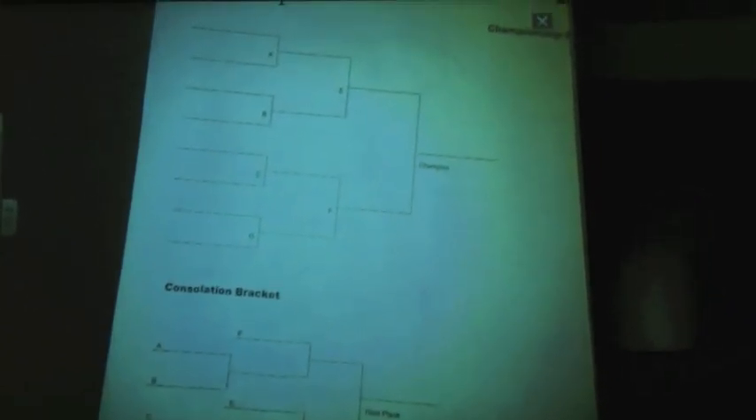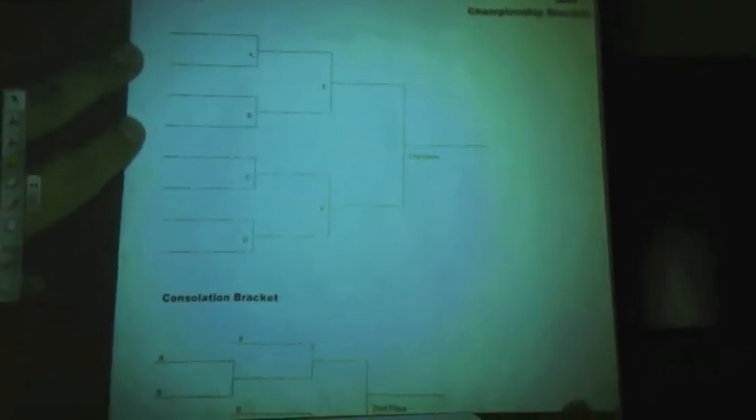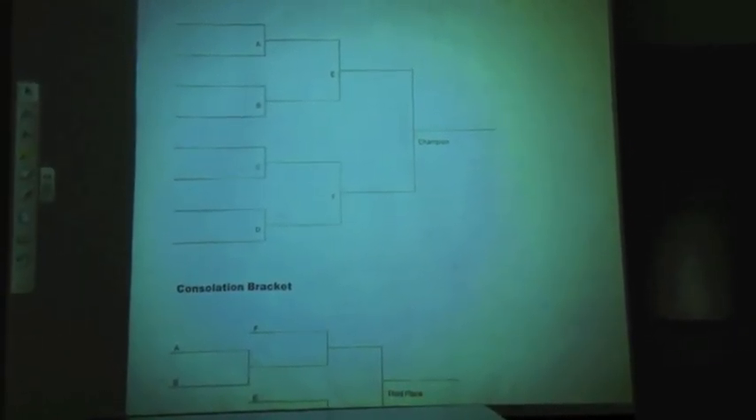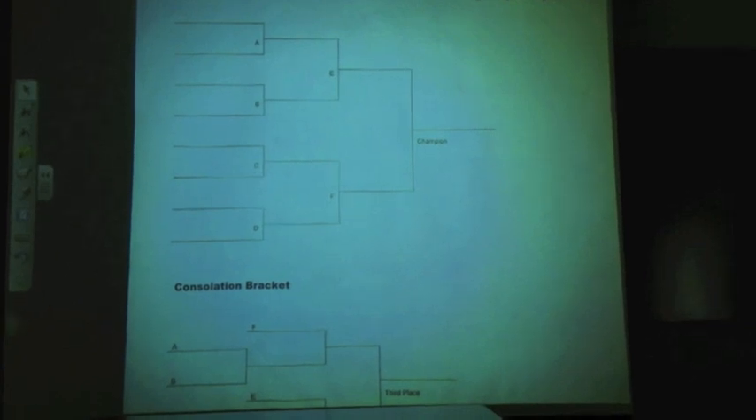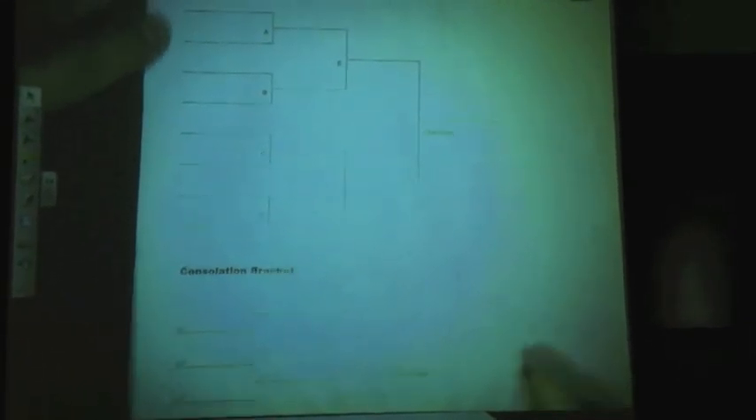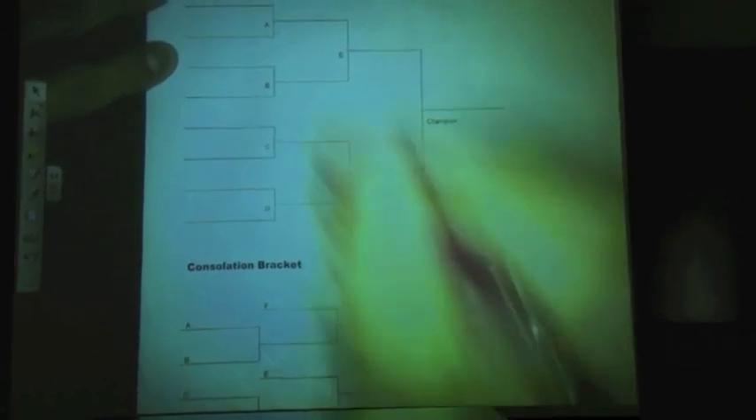But we use the 8-man bracket to draw in a 5-man bracket. And of course, there's going to be quite a few empty spaces since there's only 5 competitors. So I'm going to start drawing it out right here. So right here, I'm going to start numbering everything off.